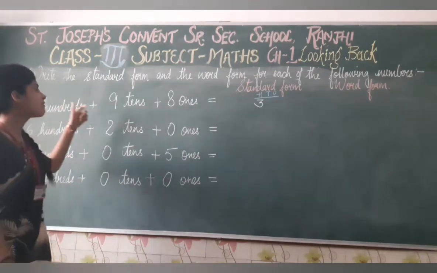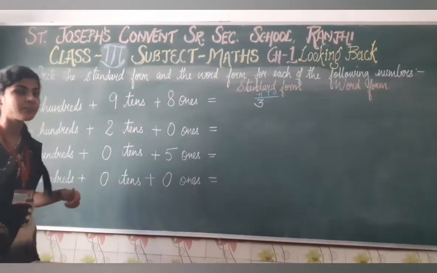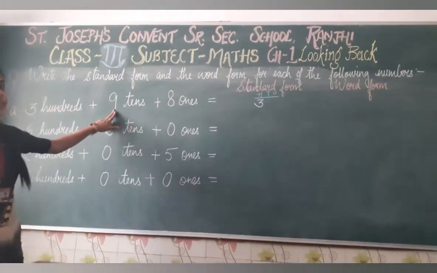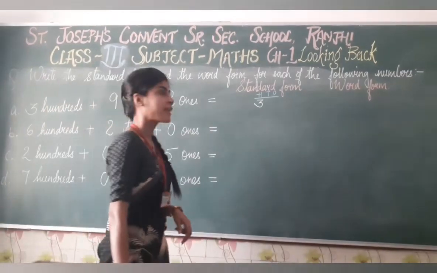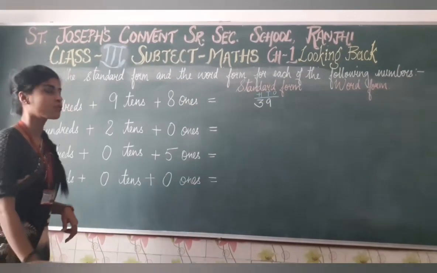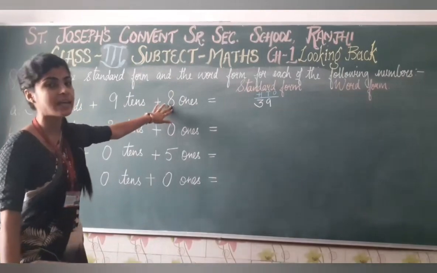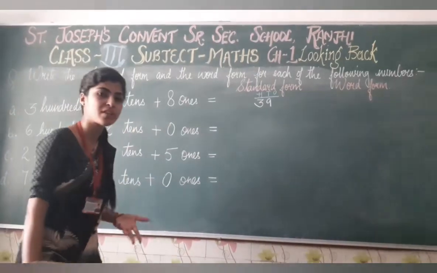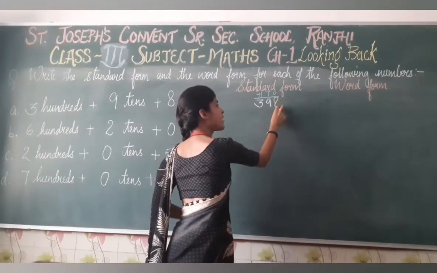Now next, we will move on towards the tens place. So tell me, how many tens are there? Looking at this problem, yes, there are 9 tens. Kitne tens hai? 9. So which number will come under the tens place? It will be number 9. Now we will move on towards the ones place. So again we will check how many ones are there in this number. There are 8 ones. How many ones? 8 ones. So which digit will come under the ones place? It will be the digit 8.